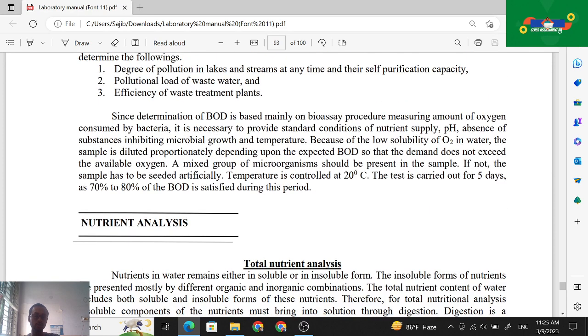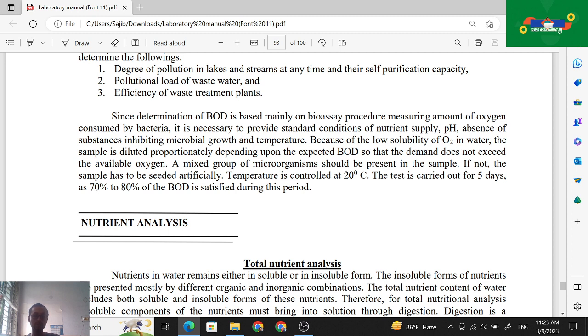Since the determination of BOD is based mainly on a bioassay procedure measuring the amount of oxygen consumed by bacteria, it is necessary to produce standard conditions of nutrient supply, pH, absence of substances inhibiting microorganism growth, and temperature.